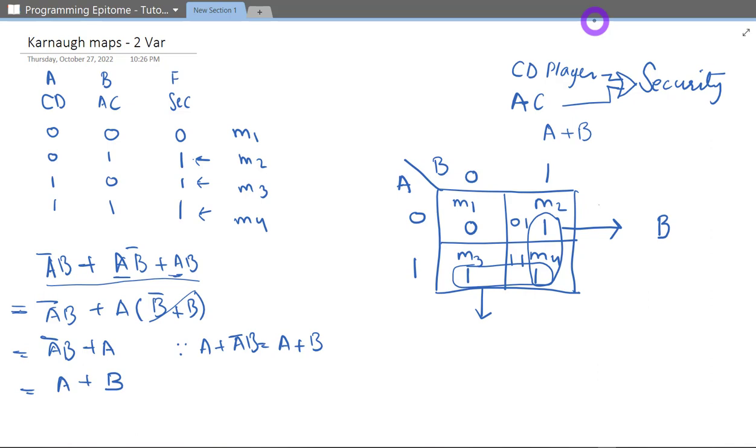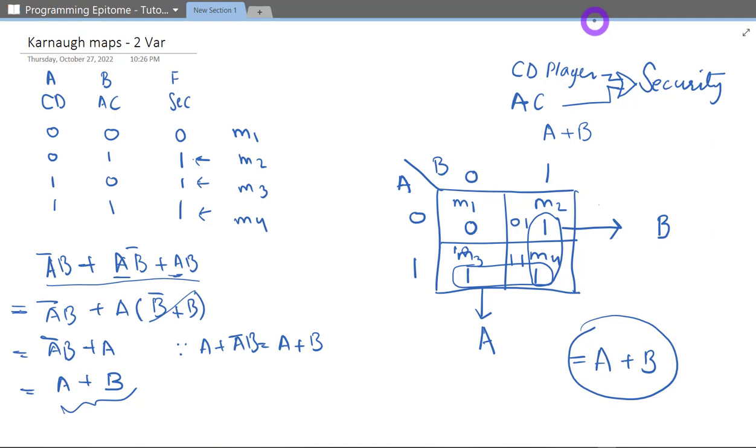Again, for this particular group, I'm going to see what changed. So here the value is 1, 0, and here the value is 1, 1. So I can clearly see that A is not changing, but B is changing. So since B is changing, I won't write B, I will just write A. So at the end, the final answer will be the sum of these terms. So the final answer will be A plus B. And that is what we achieved before here, right? So we have solved our equation for this truth table. We have gotten the simplified version of our equation.